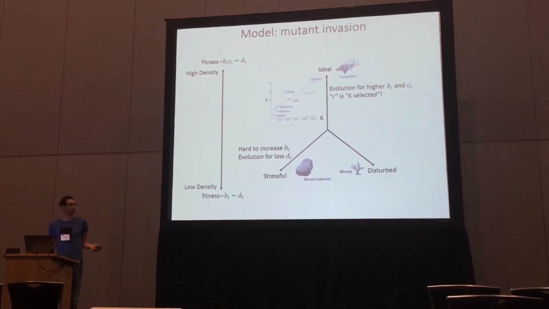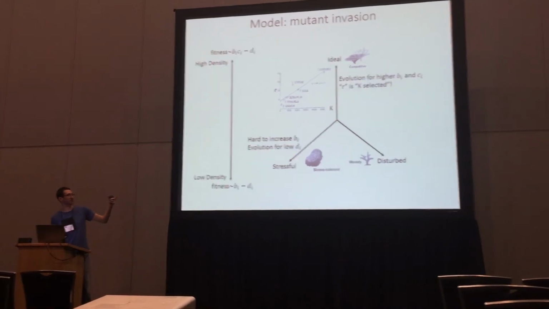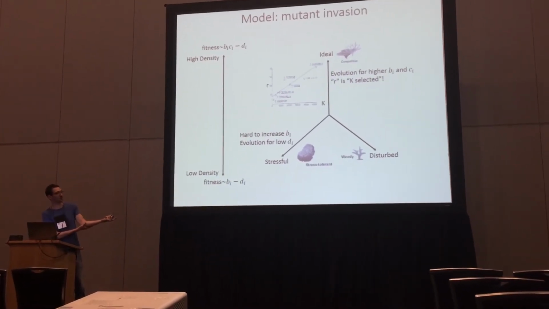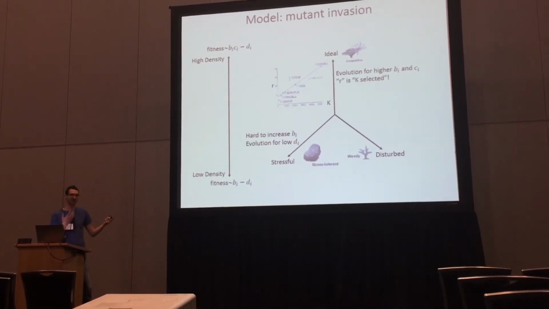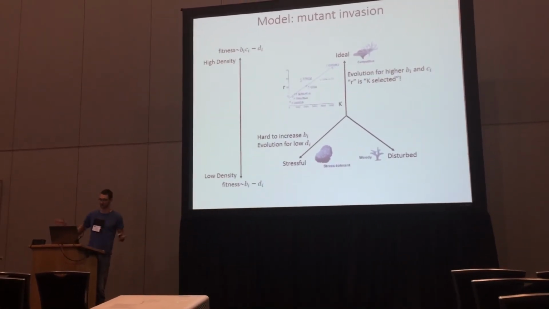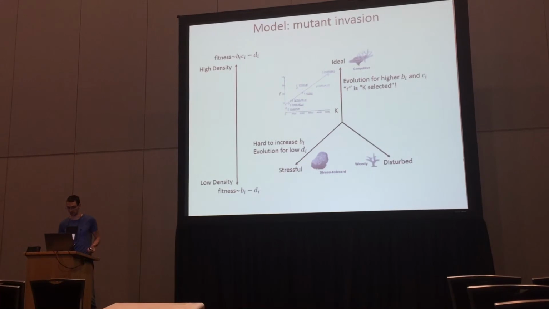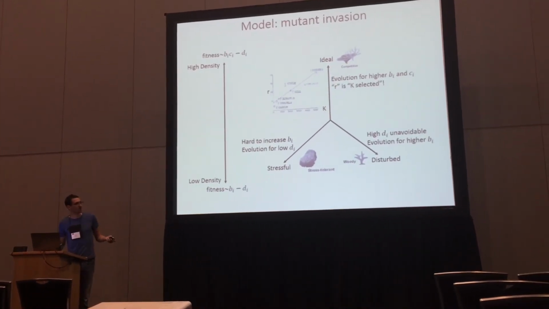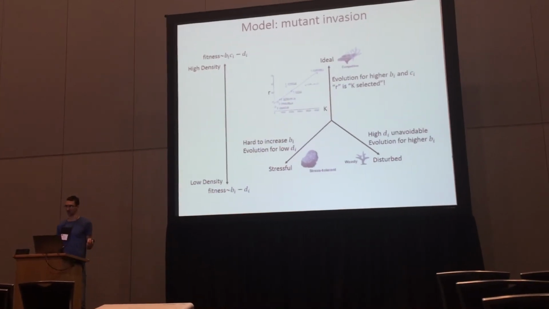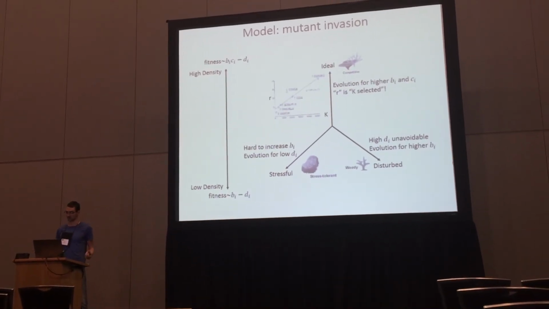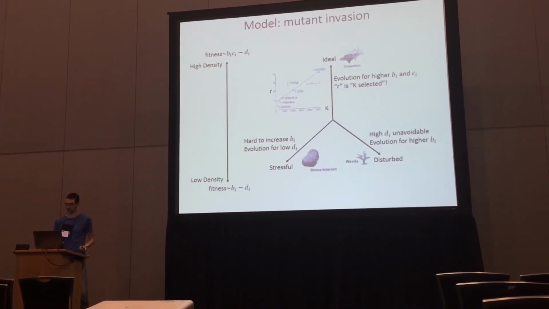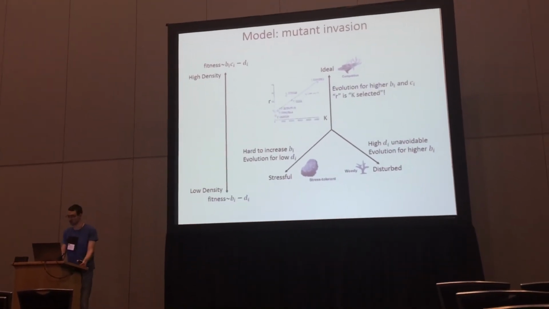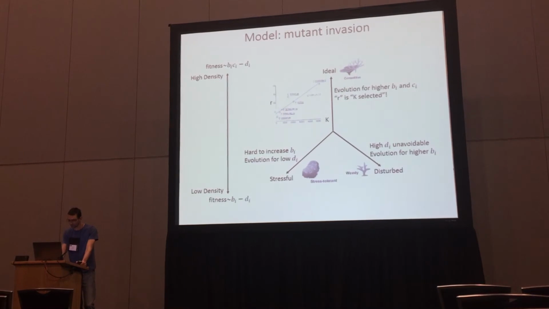The other scenarios are when you're in a high stress environment, where it's hard to increase your birth rates, so the only way to increase your fitness is to lower your mortality rates. You get these really slow life history, long generation time individuals. And similarly, in a high disturbance environment, there's nothing you can really do about the extrinsic mortality. That's what defines a high disturbance environment. And so you just have to try to maximize your fecundity.